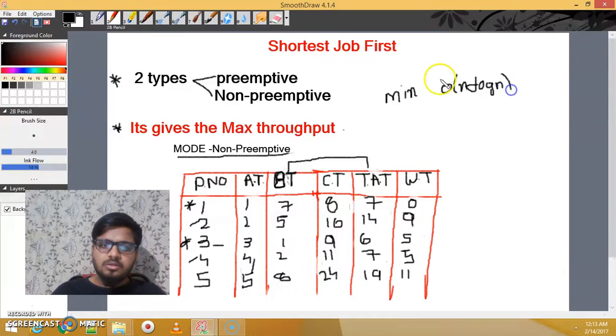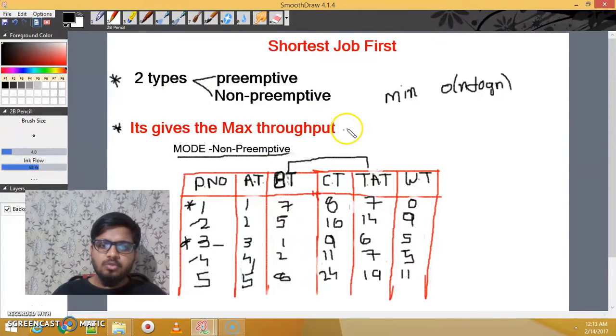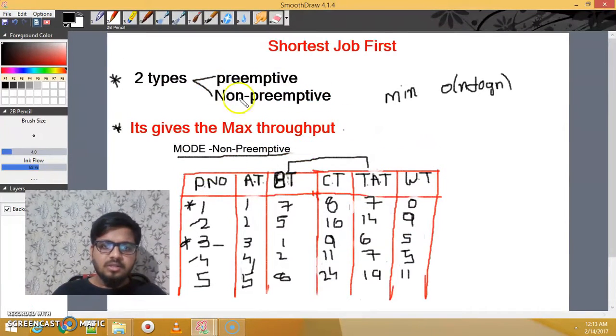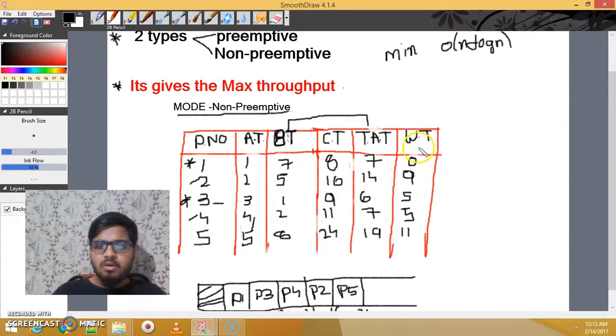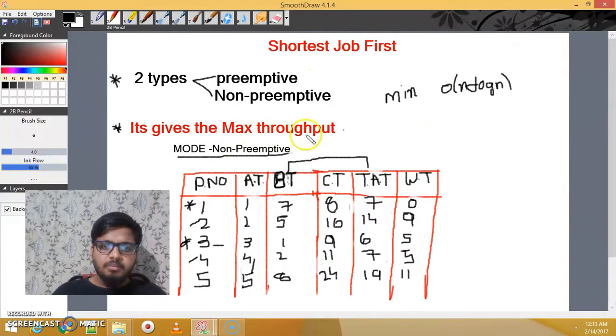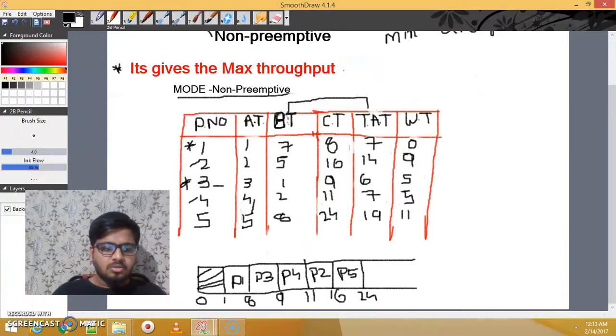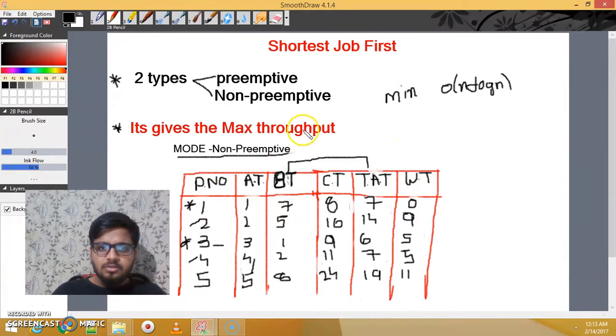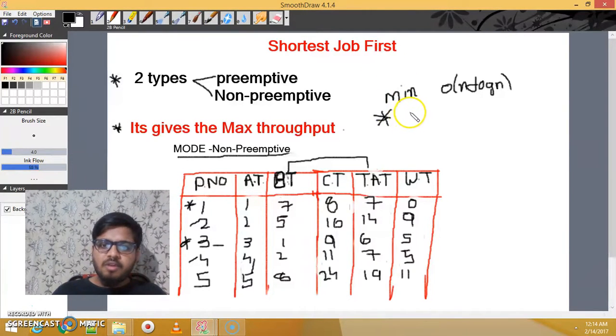The important thing you have to remember is that it gives the maximum throughput. Compared to all algorithms, it gives the maximum throughput. There are a few possible questions: they will ask turnaround time, waiting time, average waiting time, and also maximum throughput. These are the possible questions you may get from shortest job first. I hope you are clear. And another point is that shortest job first also suffers from the convoy effect.